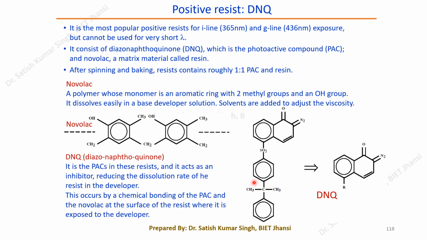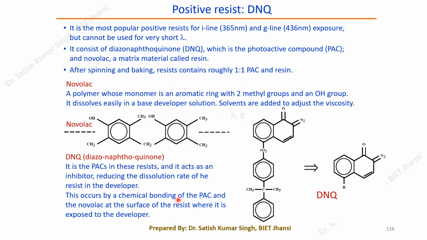So what we are saying is that the PAC in this resist acts as an inhibitor, reducing the dissolution rate of the resist in the developer. What I said initially is that Novolac itself has a dissolution rate of about 15 nanometer per second. But when we mix Novolac with the DNQ, its dissolution rate is reduced because of certain chemical bonding of the PAC with the Novolac at the surface of the resist where it is exposed to the developer.